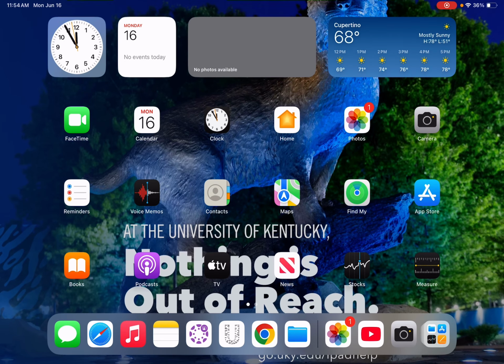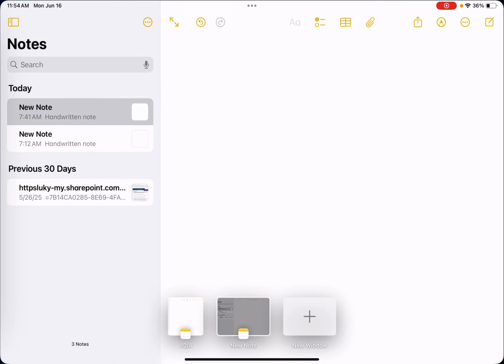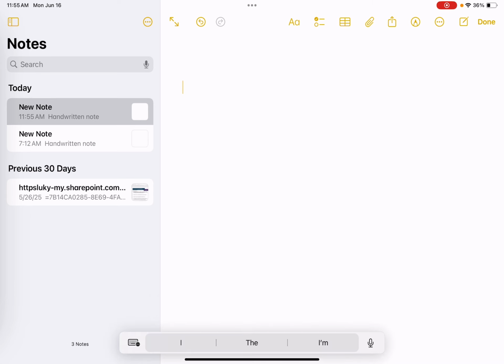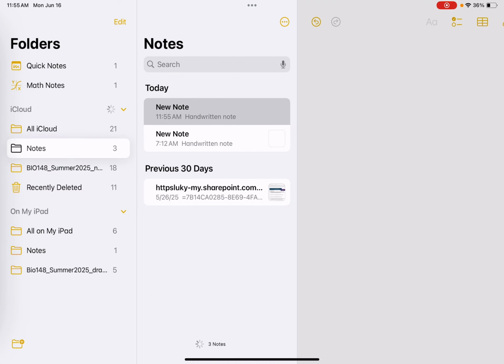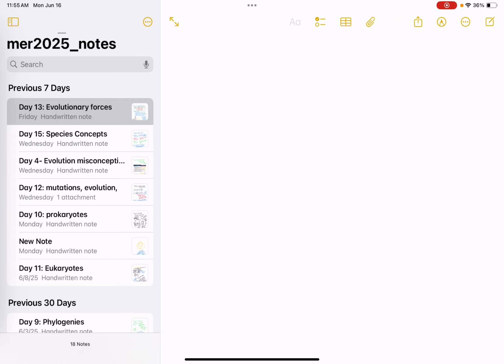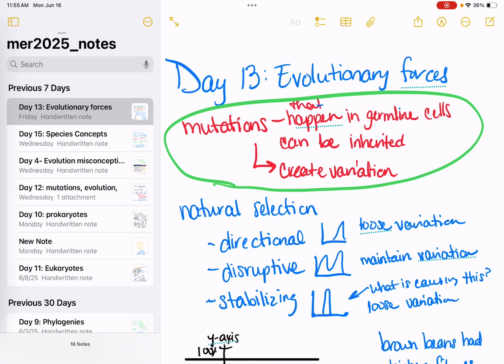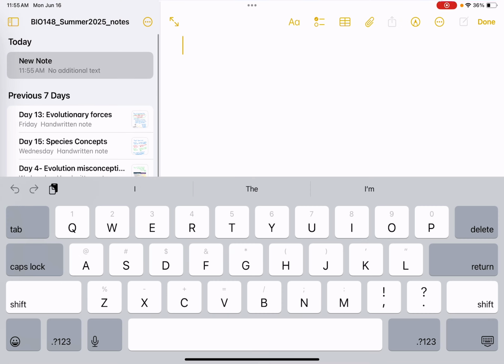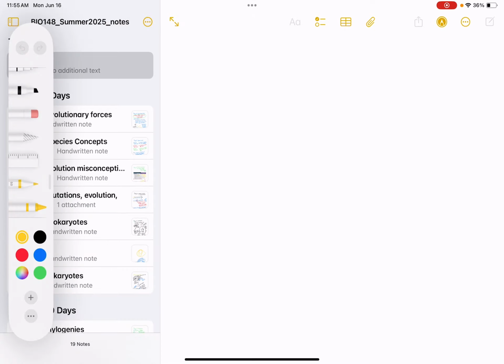So let's get a new note started. Back to my notes for the summer. All right, and I think today is day 16. So that's our new note. And day 16. Whoa, okay, my kids had this. There's a crayon, I didn't know that. Okay, cool. Let's go here.